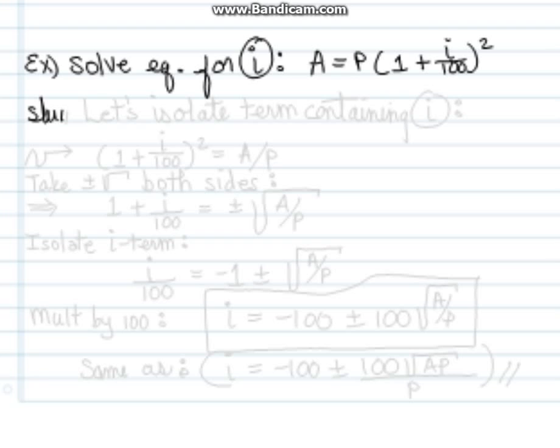In this example, we're going to solve an equation that has multiple variables in it. Our equation is A equals P times (1 plus I over 100) raised to the second power. So we've got these three variables, A, P, and I. But for this problem, they ask us to solve the equation for only one variable, I. And for that type of problem, you have to just consider all the other variables as numbers.